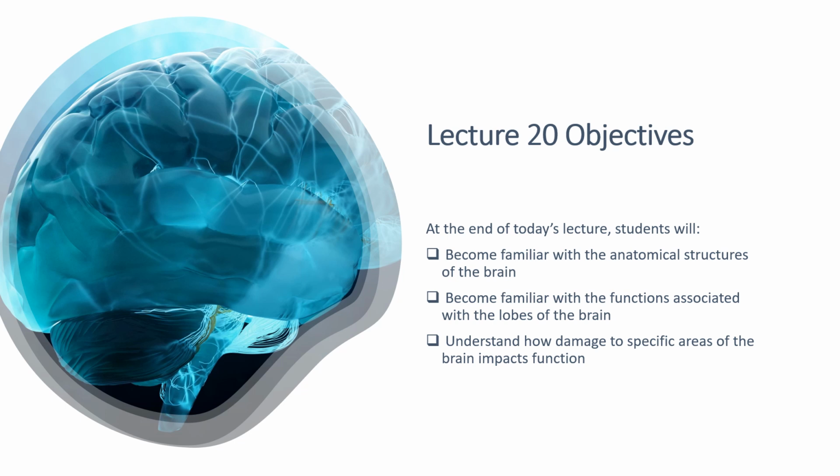In terms of today's lecture objectives for lecture number 20, at the end of today's lecture, students will become familiar with the anatomical structures of the brain, become familiar with the functions associated with the lobes of the brain, and understand how damage to specific areas of the brain impacts function. Now, we did have our lecture earlier regarding the central nervous system, and we did look at the brain, but this lecture is specifically so that we could look even more closely at the brain and the brain's function.